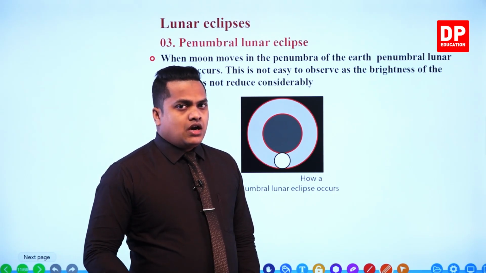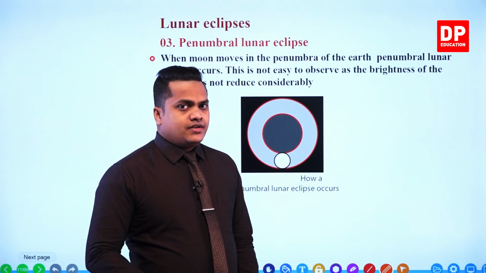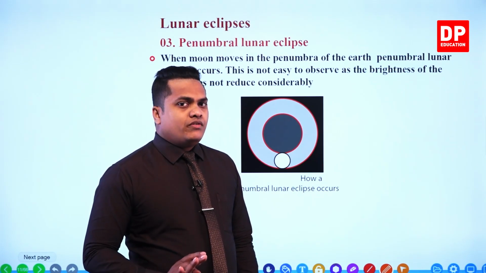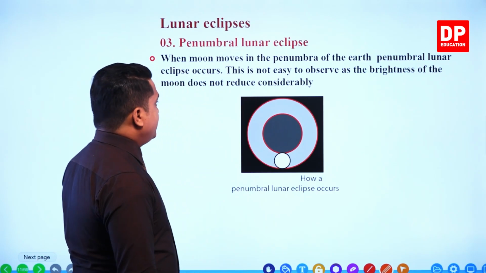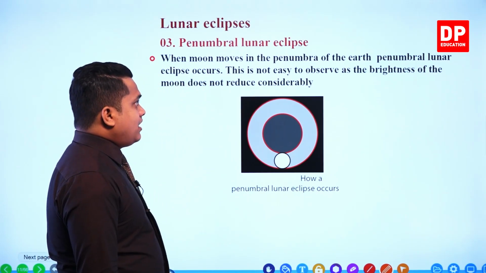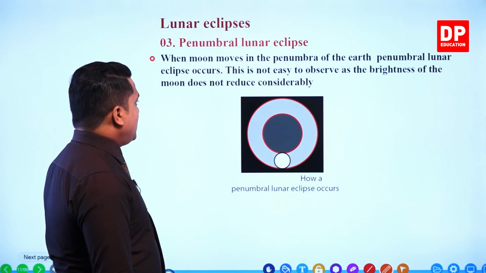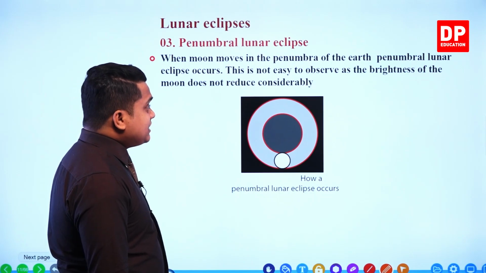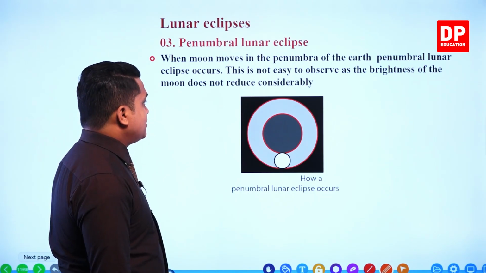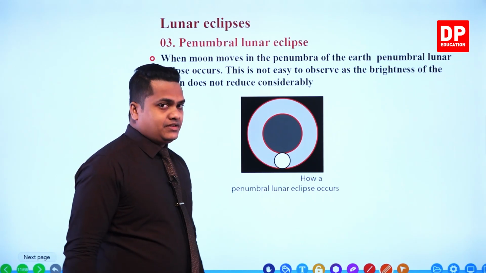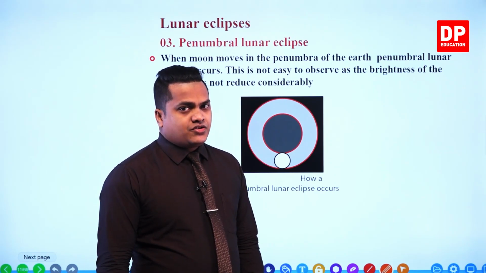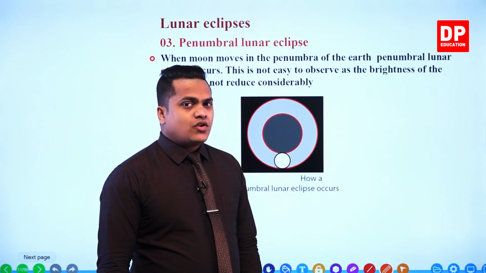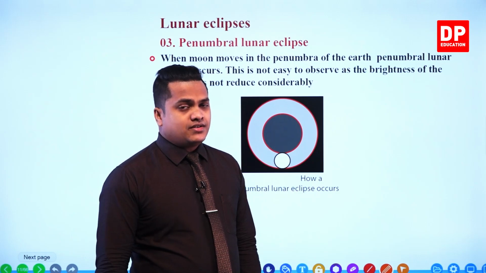However, total lunar eclipses and partial lunar eclipses are somewhat clearly visible. But these penumbral ones are not that visible for us. Okay, so here it is given, when the moon moves in the penumbra of the earth, a penumbral lunar eclipse occurs. This is not easy to observe as the brightness of the moon does not reduce considerably. Like I said, my dear children, as it is located within the penumbra region, the brightness of the moon is not going to change to a greater extent.